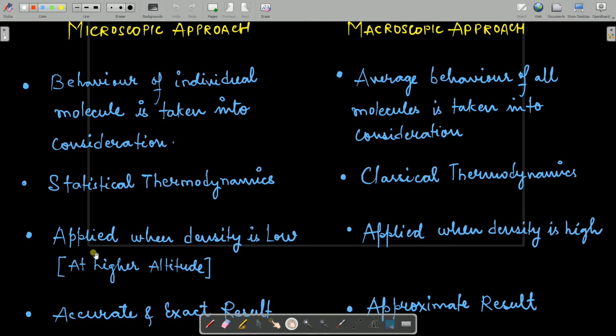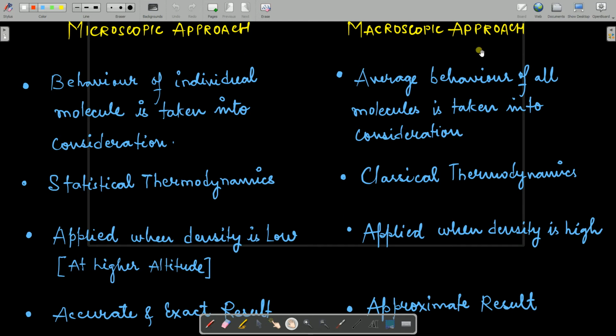The microscopic approach is applied whenever the density is low. Of course, density is mass per unit volume. So lower density means lower mass. Lower mass means lower matter. Lower matter means less number of molecules. So if you have less number of molecules, it's quite easier for you to apply this approach. Generally, at higher altitude, it's seen that density is low. So we apply this microscopic approach there.